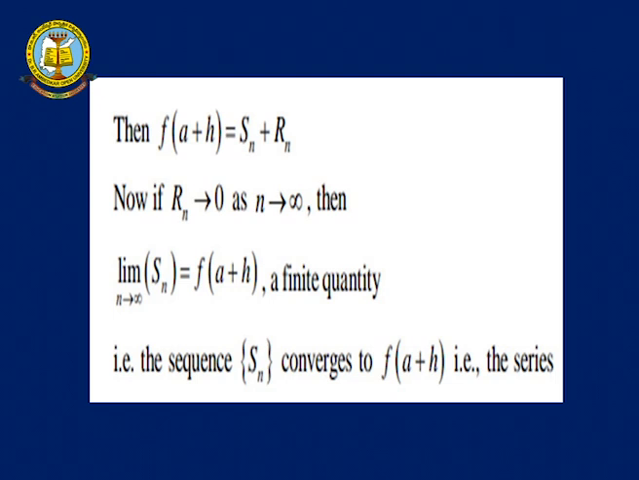infinity, then we can apply the limit as n tends to infinity, Sn is equal to f of a plus h, a finite quantity. That is, the sequence Sn converges to f of a plus h, that is, the series f of a plus h by 1 factorial into f dash of a plus h square by 2 into f double dash of a plus so on, h power of n minus 1 by n minus 1 factorial into f power of n minus 1 of a plus so on, is also convergent to f of a plus h.